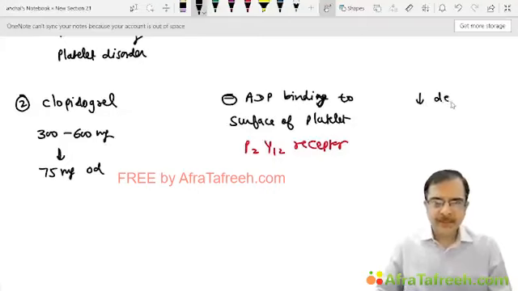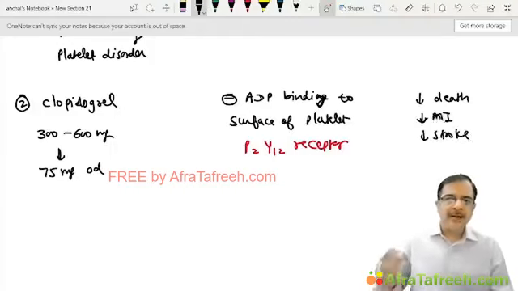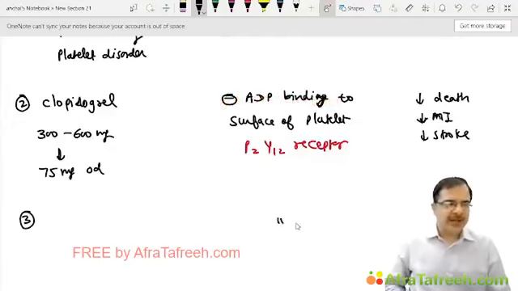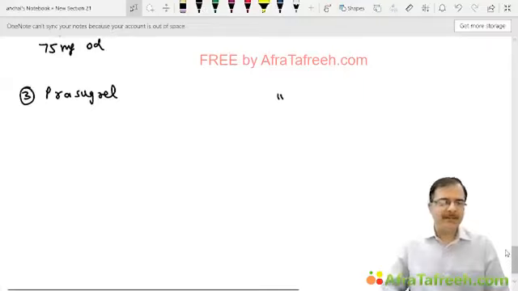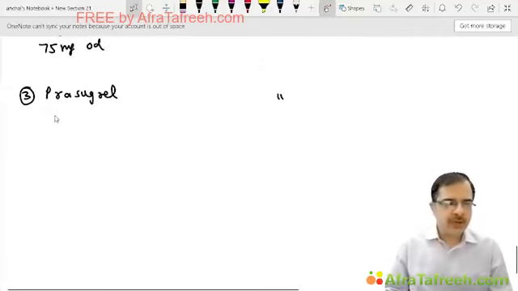When it is added with aspirin, it reduces death, it reduces myocardial infarction, and it reduces the chances of stroke. So it should be given with aspirin. Now come to the third agent with the same mechanism of action, and that is prasugrel. This is the third antiplatelet agent in the list.